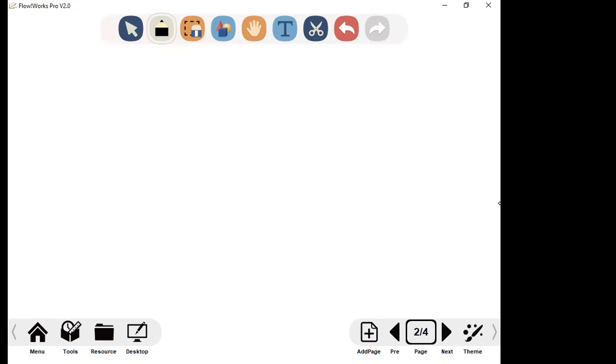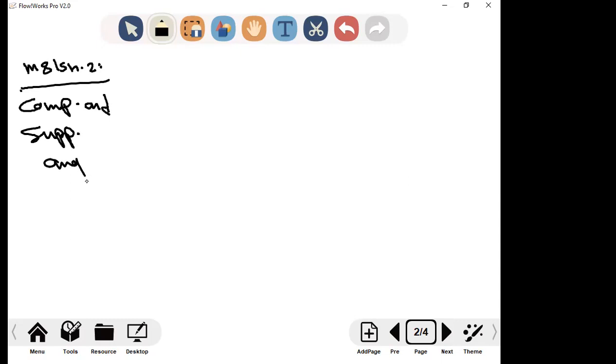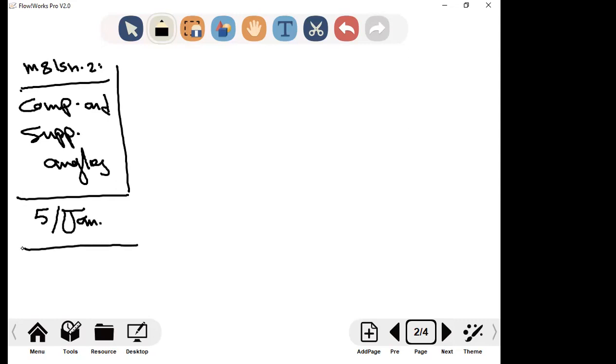Now let's continue our lesson. Yesterday we took complementary angles. Today we will take supplementary angles. Okay, so we are in module 8, lesson 2, complementary and supplementary angles. Today is 5 January and we are on page 406.